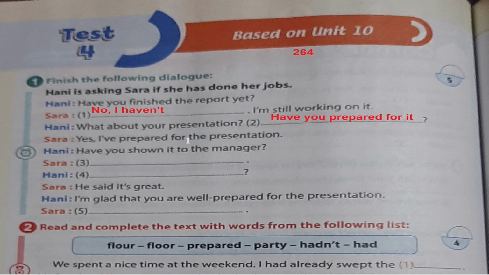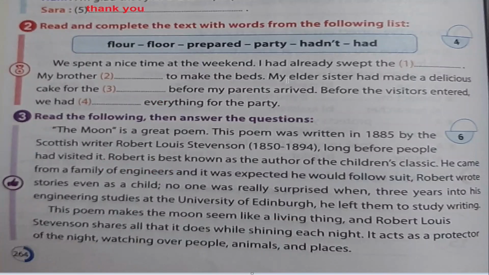Yes, I have prepared for the presentation. Have you shown it to the manager? وريتها للمدير؟ Yes, I have. What did he say? Great. عظيمة. I am glad that you are well prepared for the presentation. Thank you. راح على طول السؤال التاني.